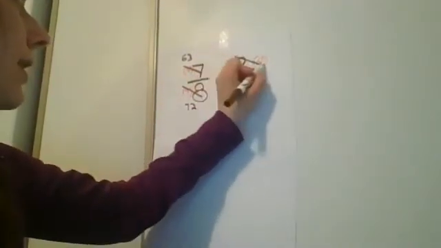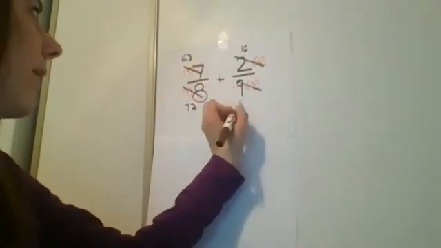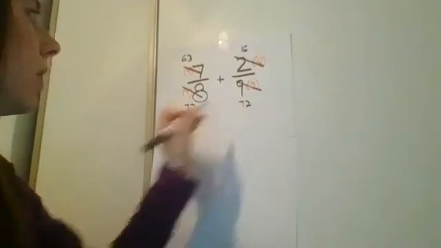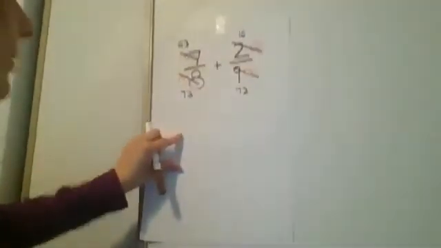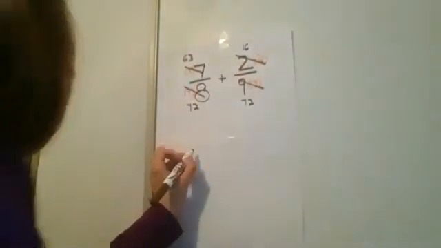2 times 8 is 16. And then 9 times 8 is 72. So I'm going to write what I have down here at the bottom. So I finally solved it. I'm just going to be rewriting it so it's a little bit more organized.